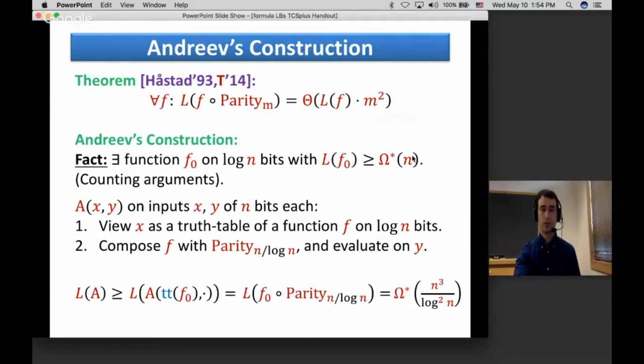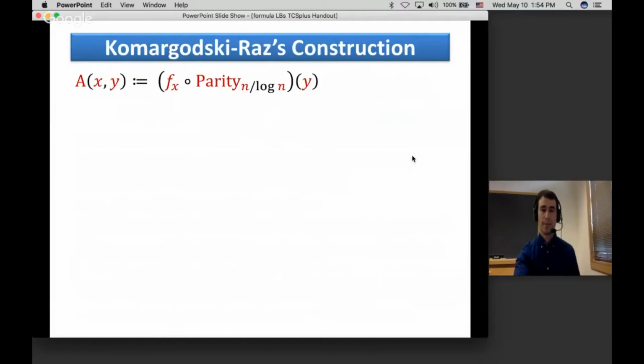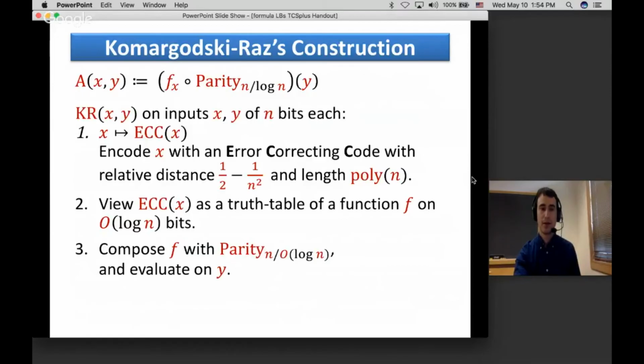Now we get to the function of Kolmogorov and Raz. I just wrote the Andreev function here because it will be very similar to the KR construction. So we take the function described by x composed with parity. Ilan and Ran add an additional step. You start again with x and y of n bits each, and you take x and you encode it using an error correcting code with very good relative distance and length which is polynomial in n.